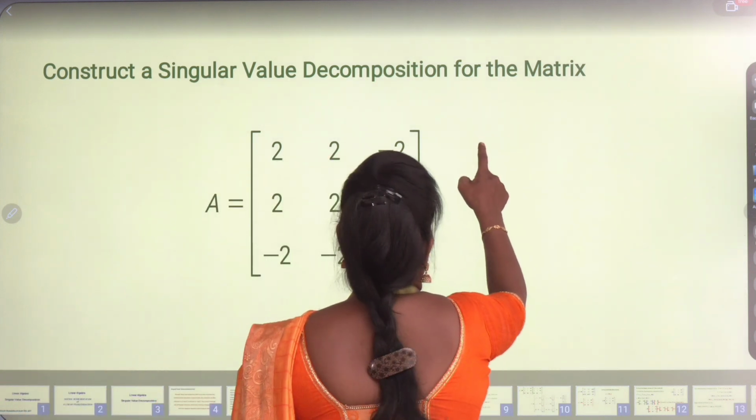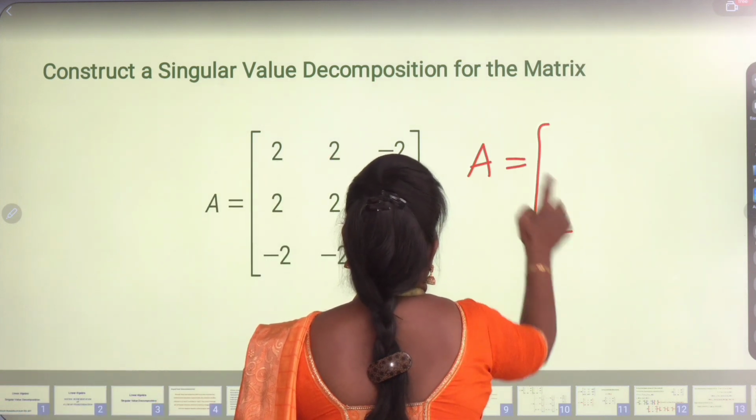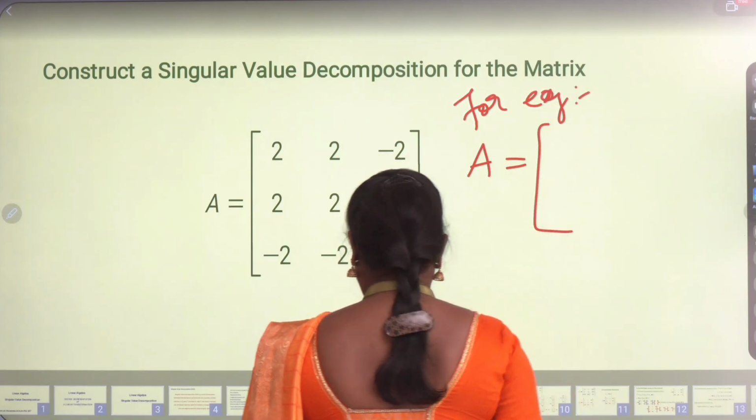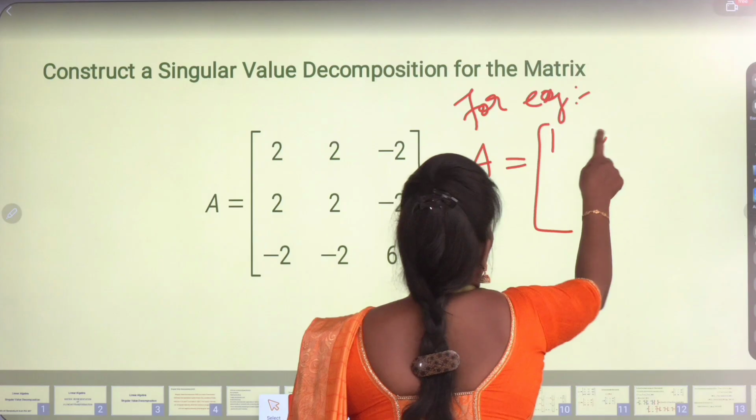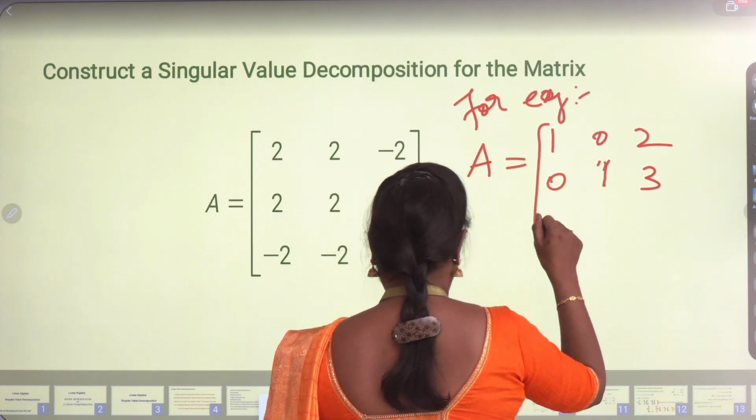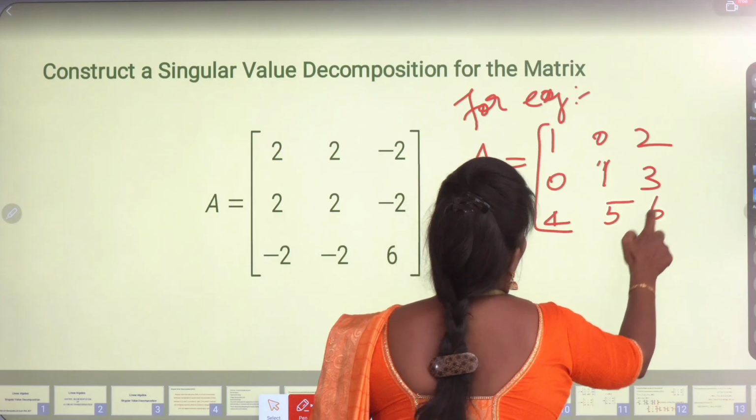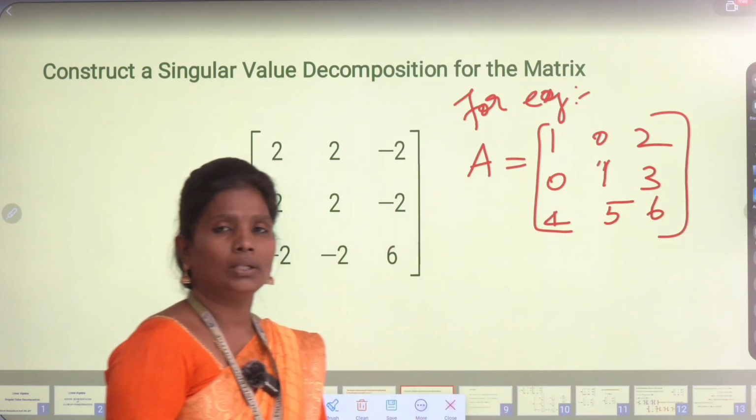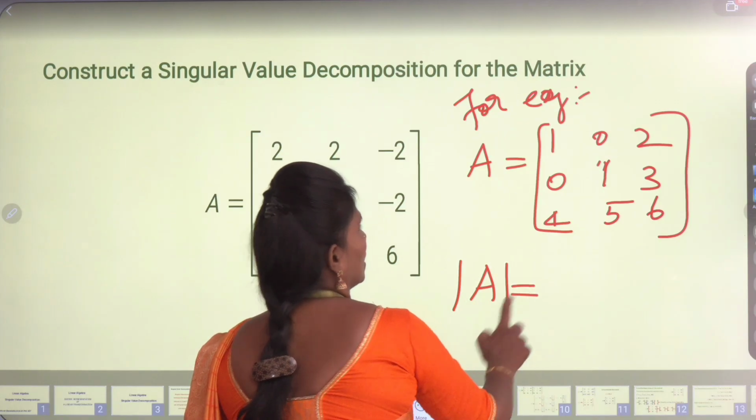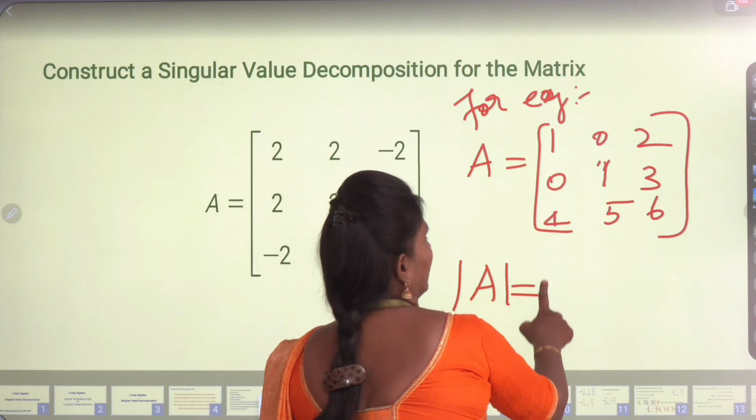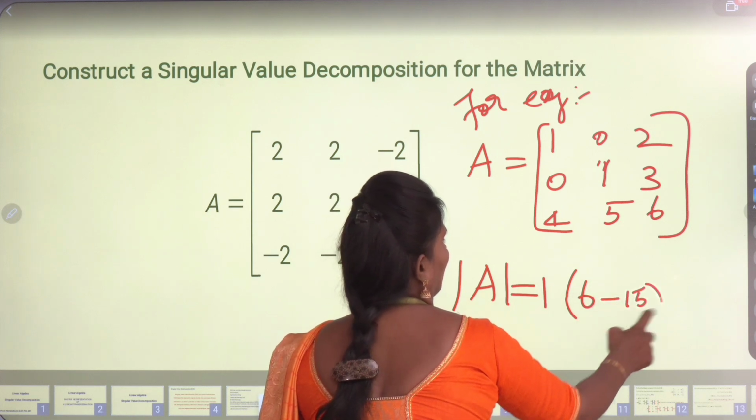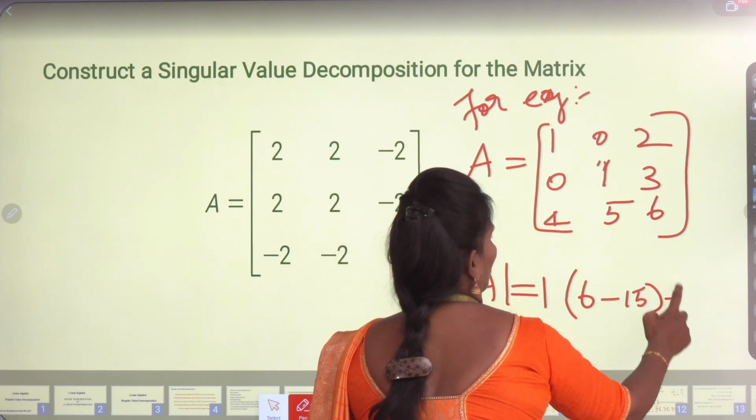Now choose another matrix. Suppose, for example, 1 0 2, 0 1 3, 4 5 6. For this matrix you are going to find the determinant. Take the first element on either a row or column: 1 into 6, 6, and 5 times 3 is 15, so 6 minus 15.